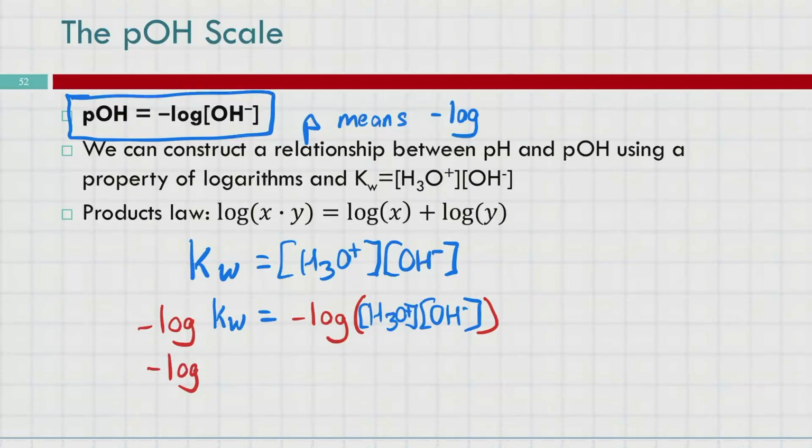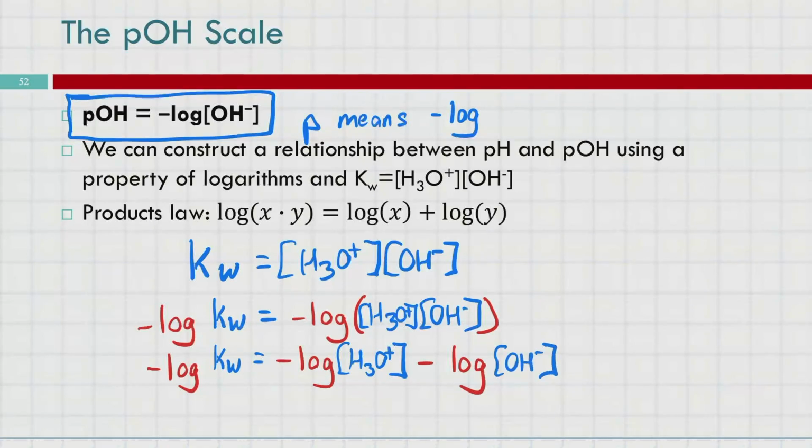We're keeping the negative log Kw on the left side, but splitting the things that are inside. So we get negative log concentration of H3O plus. And it would be plus, but we've got a negative. So plus negative, which is the same as just negative, minus log OH minus.